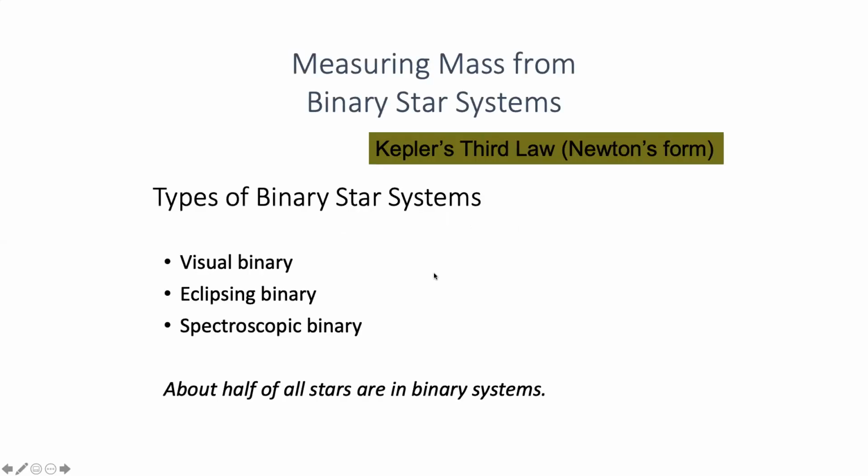So how do we measure mass from binary star systems? We talked about how you could measure mass when you have orbiting bodies, and as it turns out, about half of all stars are in binary star systems. Our sun is not in a binary star system. Binary star systems mean we have 2 stars that are orbiting each other. We have 3 types of binary star systems that we're going to be looking at over these next few slides. The first is a visual binary.